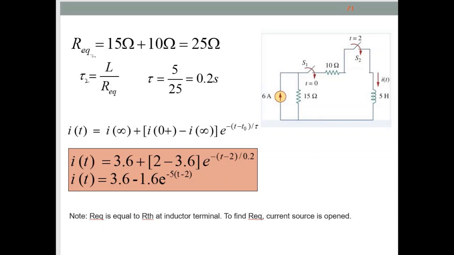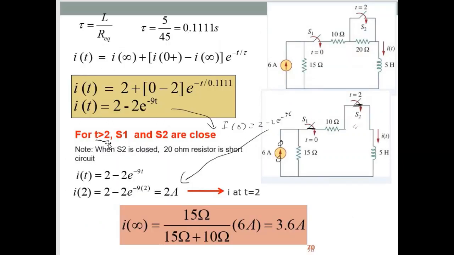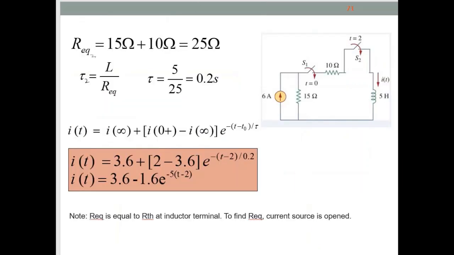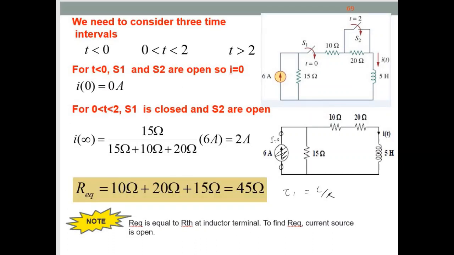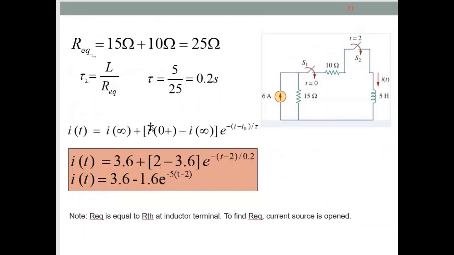is L over R equivalent, 0.2 second. You can symbolize this as tau 1, tau 2, R equivalent 1 and 2. It's up to you to differentiate the R equivalent and tau, or you can just state it here. For t more than 2, the condition of R equivalent is this one. For 0 less than t less than 2, the R condition and tau is this one. So it's up to you whether to differentiate the R equivalent or just leave it like this. R equivalent for this time interval and this R equivalent for the third time interval.